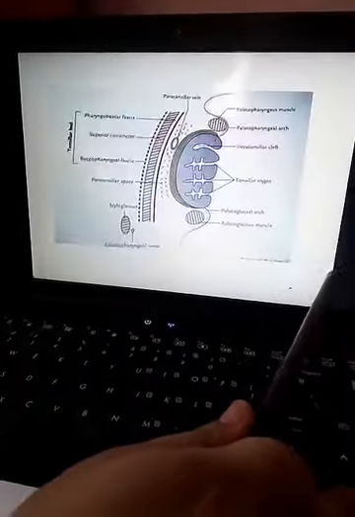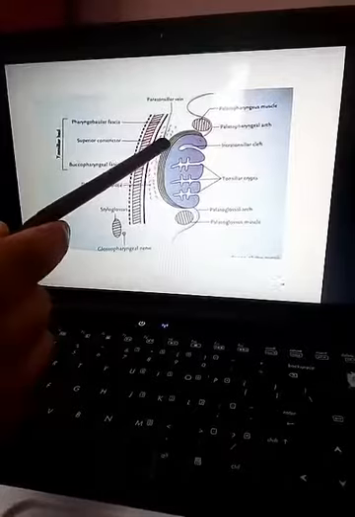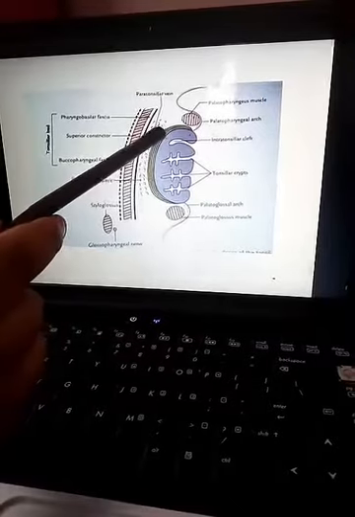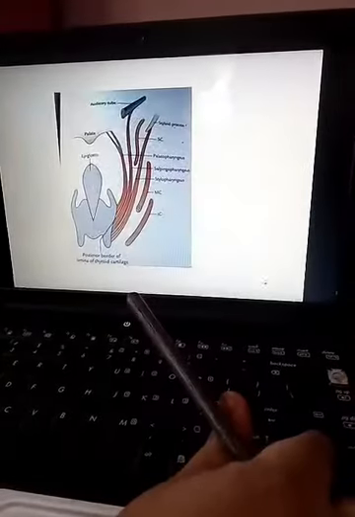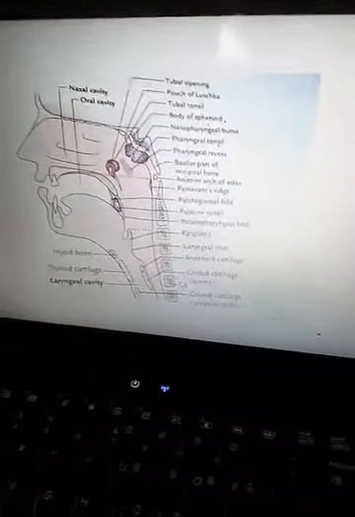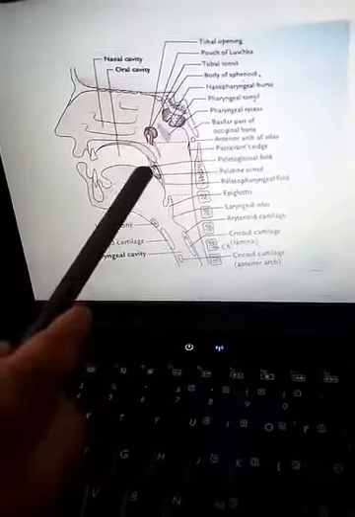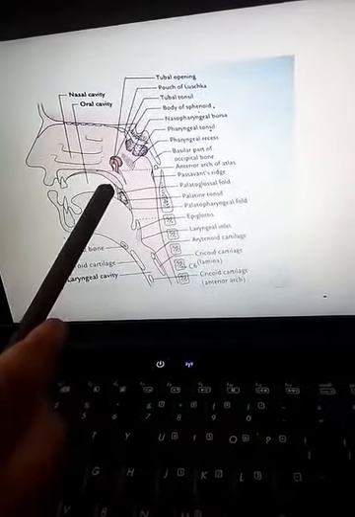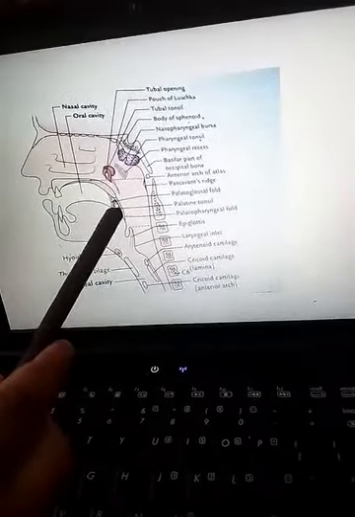Now palatine tonsils. There are two palatine tonsils. These are commonly known as the tonsils. Each tonsil is an almond-shaped mass of lymphoid tissue situated in a triangular fossa of the lateral wall of the oropharynx between the anterior and posterior pillars. The anterior pillar is formed by the palatoglossal arch, and the posterior pillar is formed by the palatopharyngeal arch.